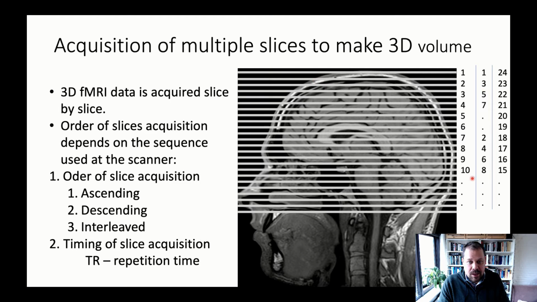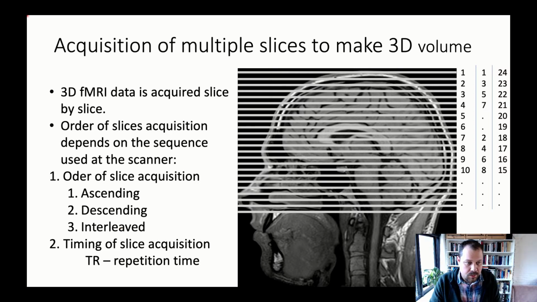There are different sequences again. Some start at the bottom and then acquire upwards. Some start at the top and then acquire downwards. And then there are some that are interleaved, which means you start by acquiring slice 1, then 3, then 5, then 7, and go through all the odd slices first. And then you go back and go through all the even slices. There are some advantages and some disadvantages to each of these types of sequences. So we have ascending, which is going from bottom to top, and that's the one we are using. We have descending, which is going from top to bottom, and we have interleaved types of slice acquisitions.